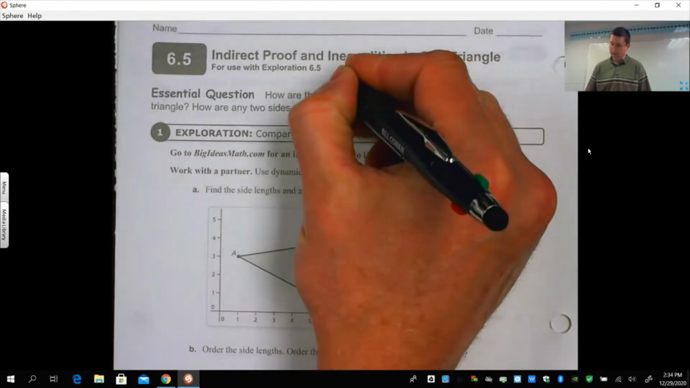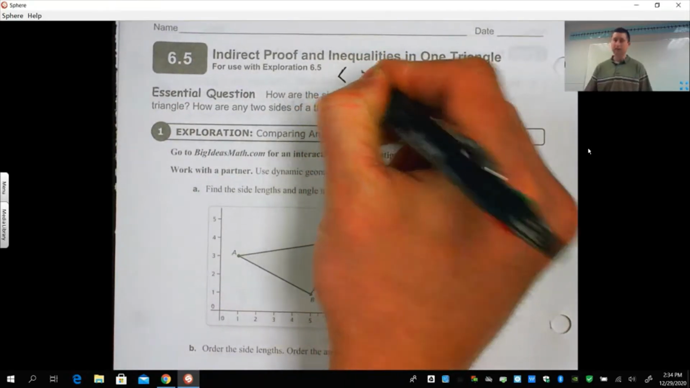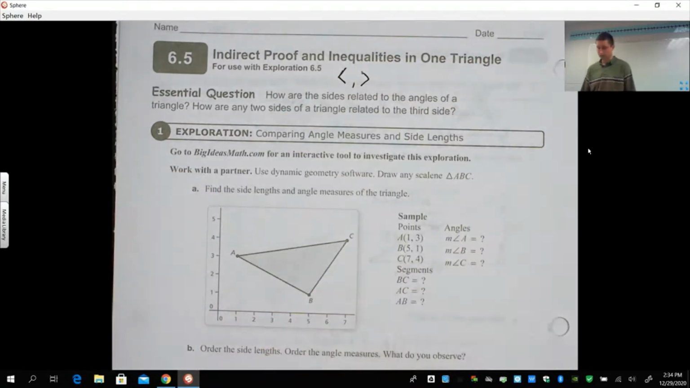But inequalities, remember, this phrase refers to things like a less than sign and a greater than sign. We won't really have the less than or equal to or greater than or equal to.